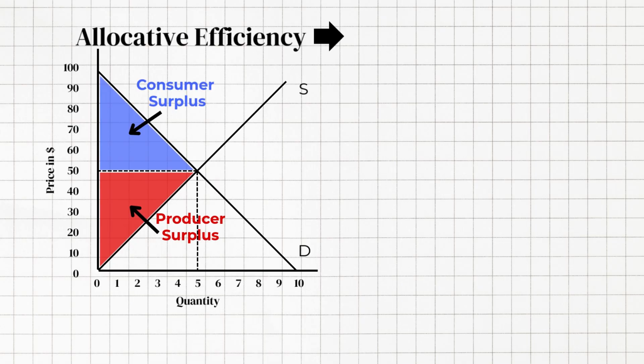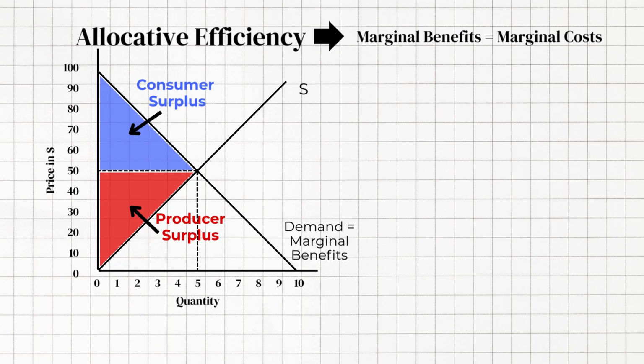In economics, we define allocative efficiency as the point where marginal benefits equals marginal costs. Remember how I said that you can think of the demand curve as a benefits curve and the supply curve as a cost curve. So allocative efficiency occurs where these two curves intersect, which is at the equilibrium point.